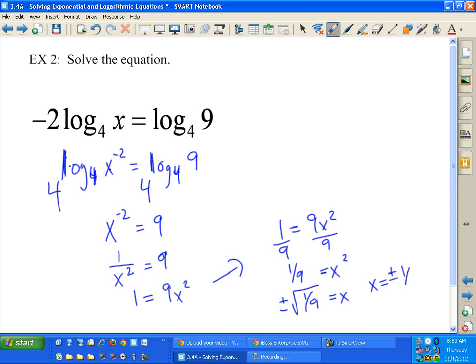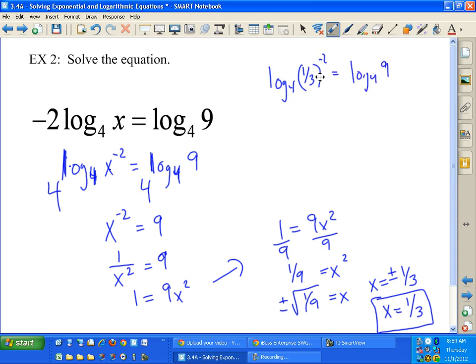Now let's think about logs here. Could we have a negative number for the log? I don't believe we can, so that means that the value that I'm looking for would be 1/3. x needs to be 1/3, so 1/3 taken to the negative 2 power should turn it into 9. And so that's really what I have here. If I rewrote the problem, log base 4 of 1/3 to the negative 2 should equal log base 4 of 9. This is just a check.